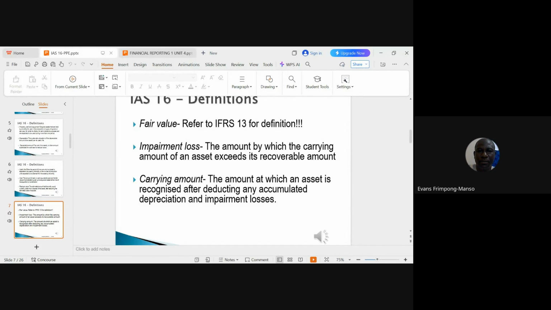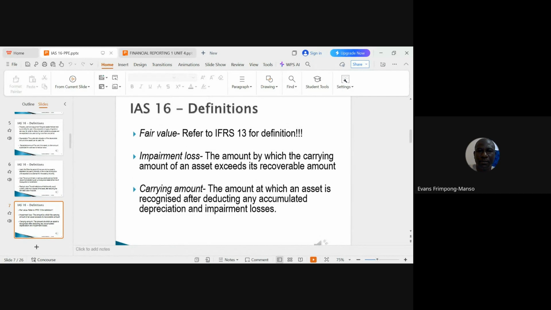Then we shall also look at fair value. And I understand I gave you some assignment on fair value. That is IFRS 13. So my assumption is that as of now, you understand what is meant by fair value. That is the value at which an item can be exchanged between knowledgeable and willing parties in an arm's length transaction. That is called the fair value.